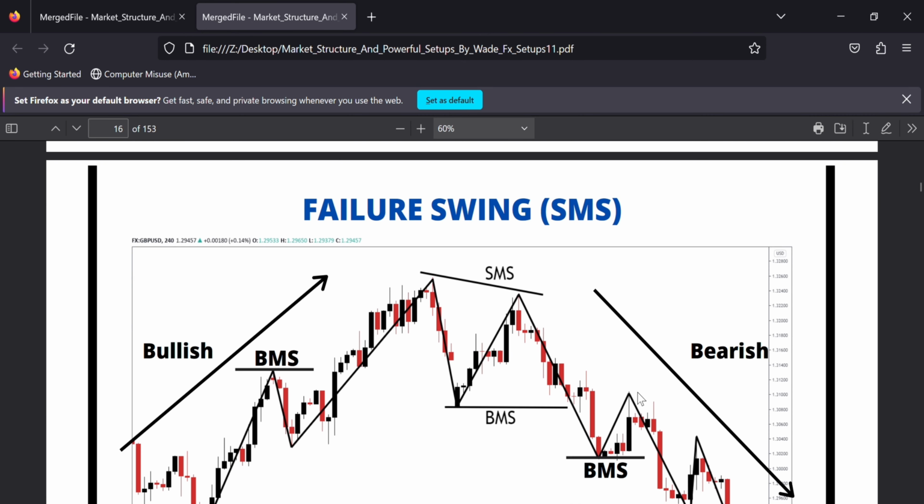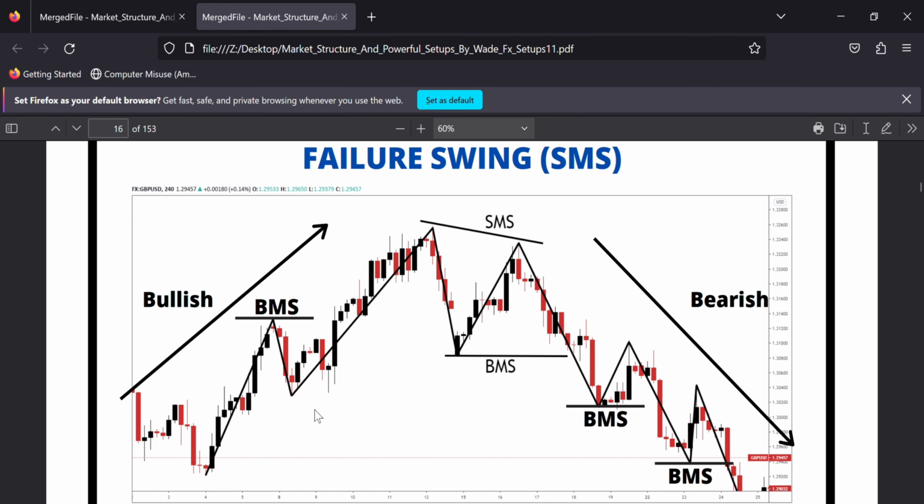Okay, let me explain this further on the right chart. Expansion, BMS, because the market has broken the structure at the top here, then it made a range high, a range low again while retracing. When it retraced, it failed to break the structure at the top, which means it made an SMS. When the market fails to break the structure at the top, that indicates that the market is likely to change direction into a downtrend.